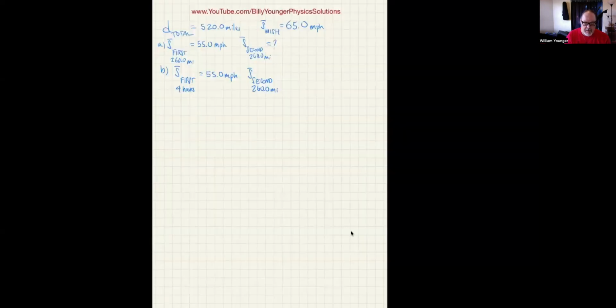Now I'm sharing the screen of my iPad. So you can see what I wrote down was the total mileage was 520.0 miles. I said that the average speed that I wished over the entire trip, of course, was supposed to be 65.0 miles per hour. In part A, I'm telling you that I averaged 55.0 miles per hour over the first 260.